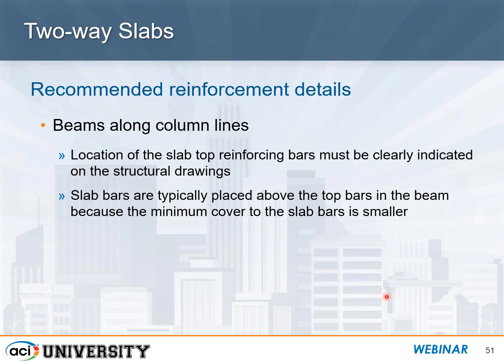Now, beams along column lines is another place that we need to carefully look into, especially the location of the slab top reinforcing bars with respect to the reinforcement that's in the beam. As we know, the slab bars are typically placed above the top bars in the beam because the minimum cover to the slab bars is generally smaller.